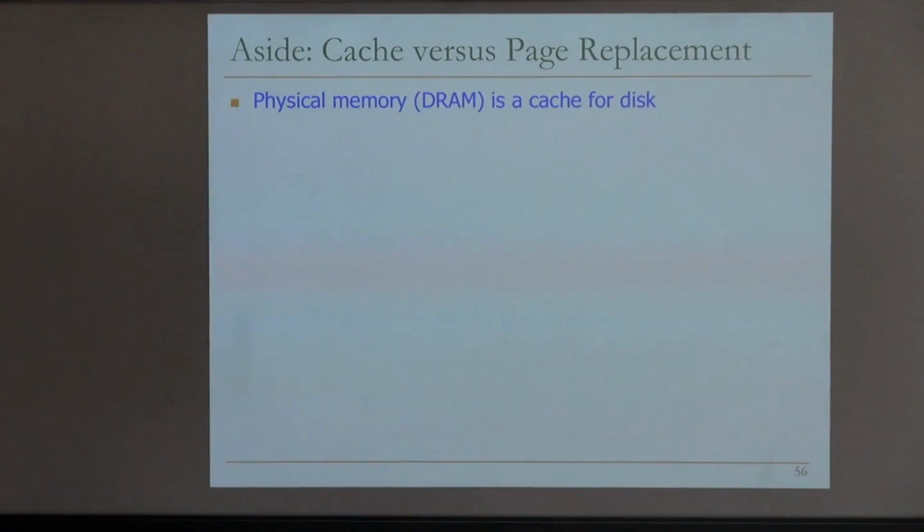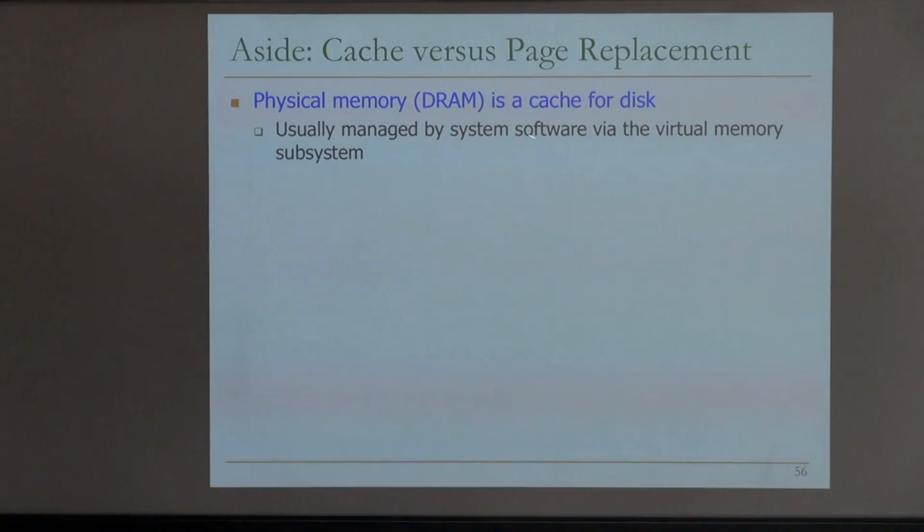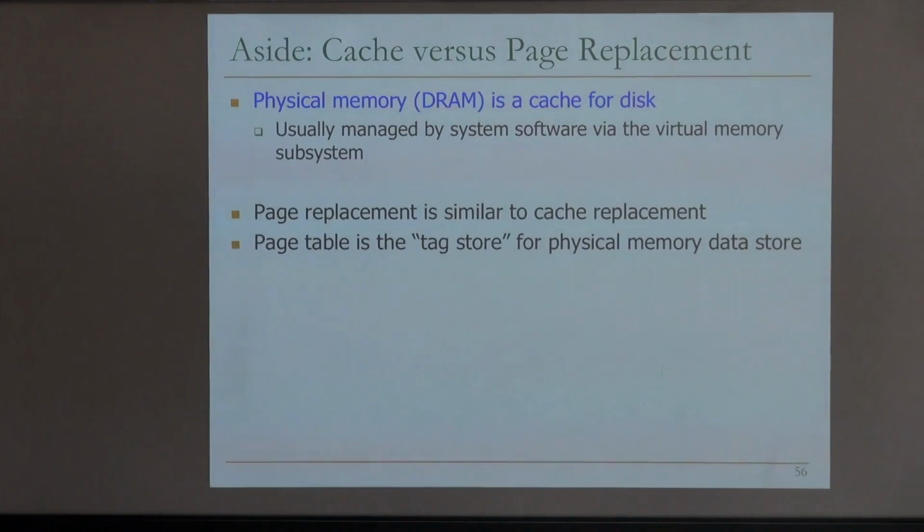Okay, very briefly, I'll talk about this. So physical memory, you will read this paper, so I'm not going to go through this in detail, at least in this lecture. And I have some slides later on which you can study while you're reading that paper. I like this slide also because cache versus page replacement are very interesting. Physical memory is a cache for disk, as we've discussed earlier. It's usually managed by system software via the virtual memory subsystem. And page replacement is actually similar to cache replacement. You have all these pages in main memory. Which one do you replace? Well, first of all, you need a tag store to keep track of that. The page table is your tag store, basically. It's a tag store for a physical memory data store.